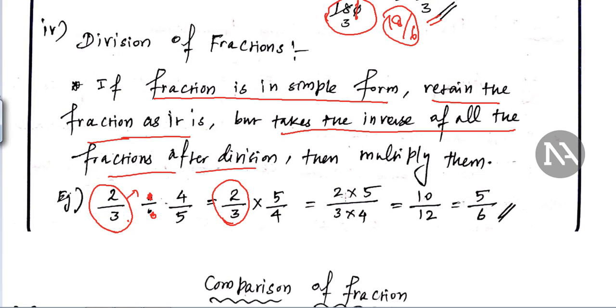Now it is just like multiplication, right? 2 into 5 divided by 3 into 4. So it is 10 divided by 12. If you simplify, divide numerator and denominator by 2, this will give you 5 by 6. So this is division of fractions. Division of fractions is really simple.